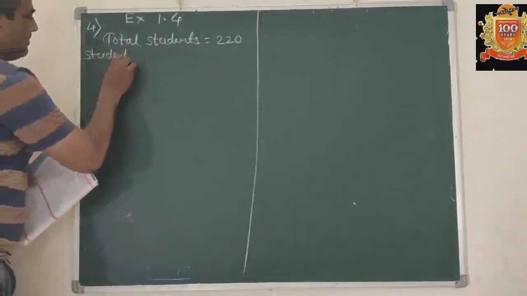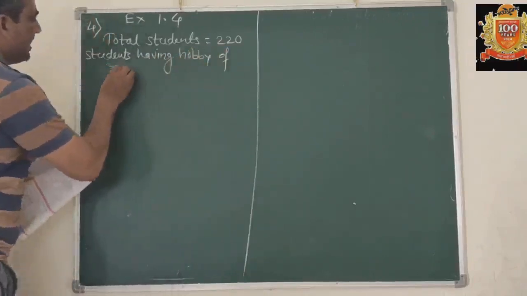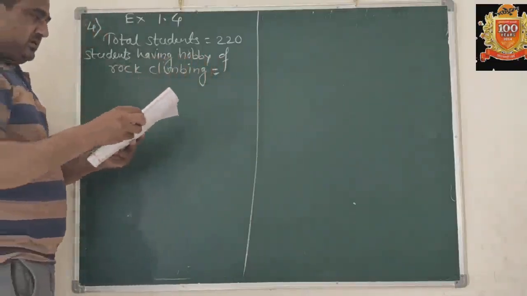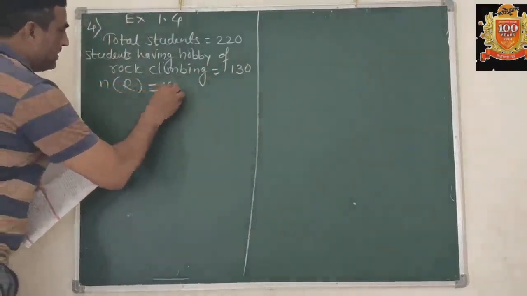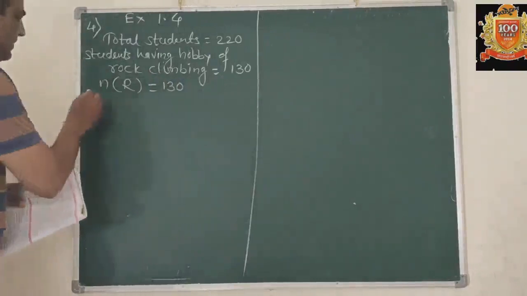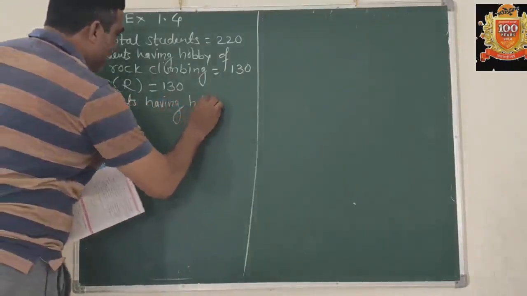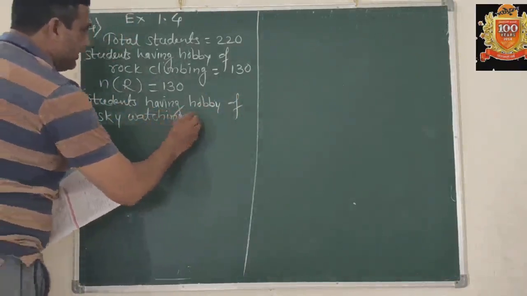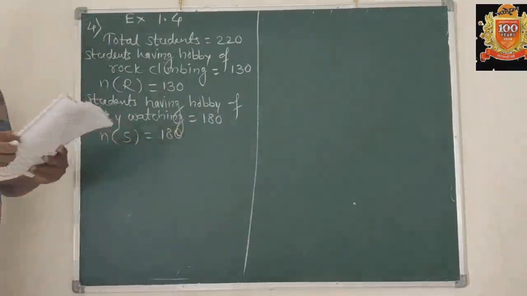Students having hobby of rock climbing. Check this. These are number of students, 130. So for rock climbing, I consider R. So number of elements in R is 130. Then continue reading. And 180 students informed about their hobby as sky watching. Students having hobby of sky watching, that is 180. So for sky watching, I take S. So number of elements in S is 180. Okay. Now continue.